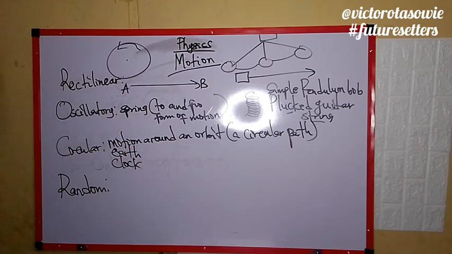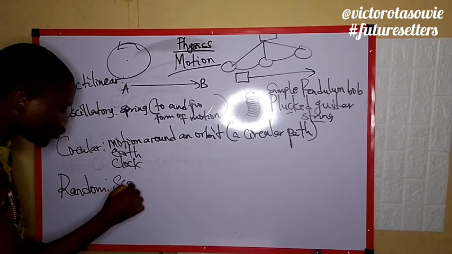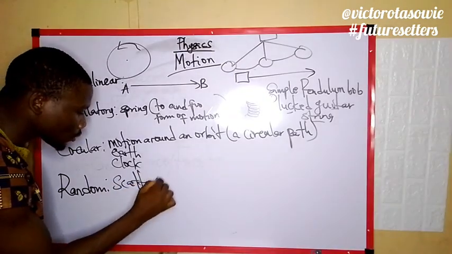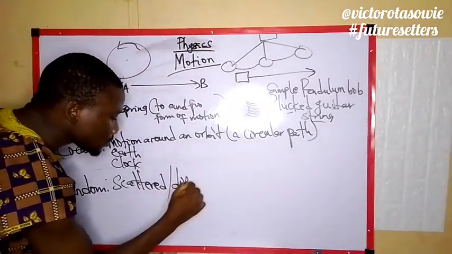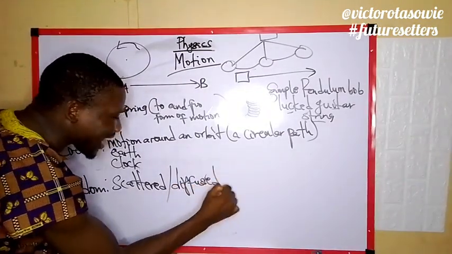We have the random motion. Now this random motion can be said to be scattered. What does it mean to be scattered? It means it is diffused.